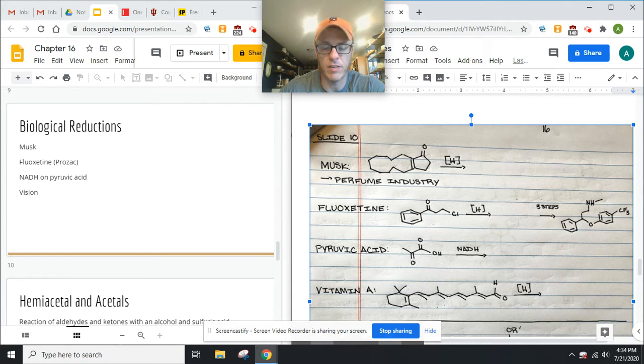Pyruvic acid plays an enormous role in the citric acid cycle, and NADH is a coenzyme. It's a reducing coenzyme, so it's going to undergo a reduction. So here, if we reduce our carboxylic acid, which is what aldehydes get oxidized to, we're going to end up with an aldehyde, and down here we have an aldehyde that we're reducing back to an alcohol.